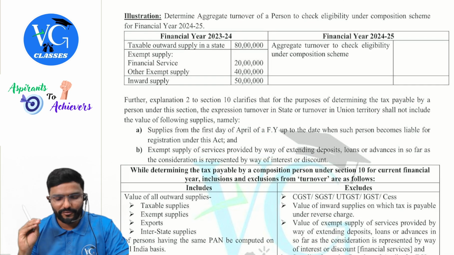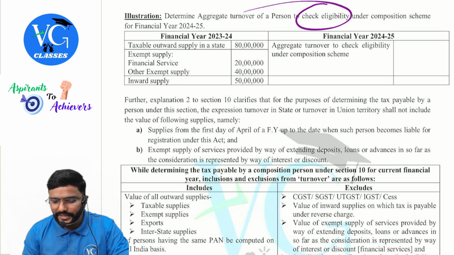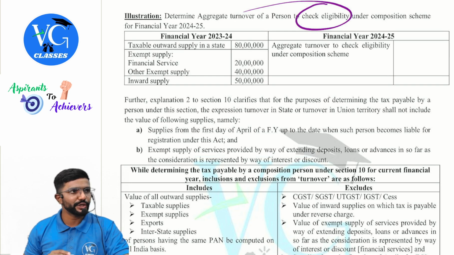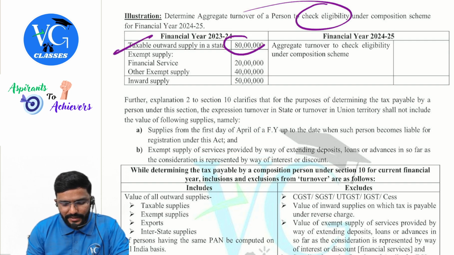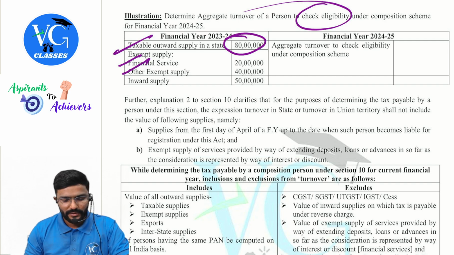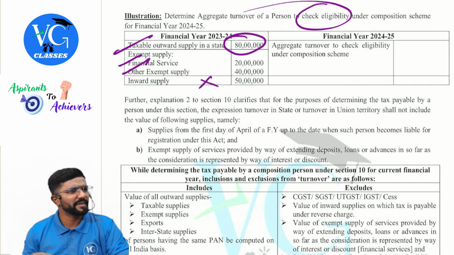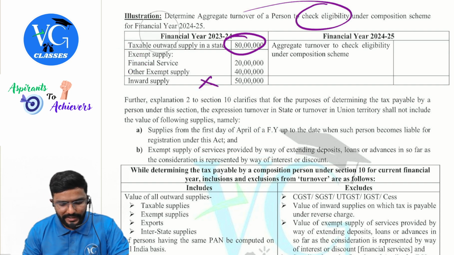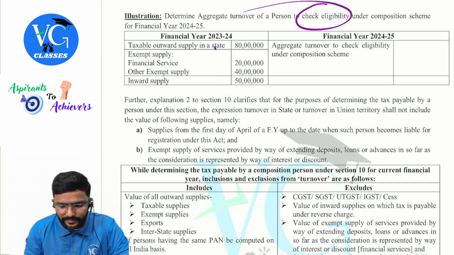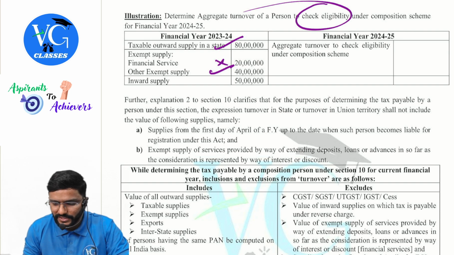Determine the aggregate turnover of a person to check the eligibility under the composition scheme for financial year 24-25. Taxable outward supply in a state 80 lakh. Exempt supply financial 20, other supply 40. Inward supply 50. Inward supply anyway will not come. So what all should I take, guys? 80? Yes. Financial service? No. Other exempt supply? Yes. So how much is that? 1 crore 20 lakh.